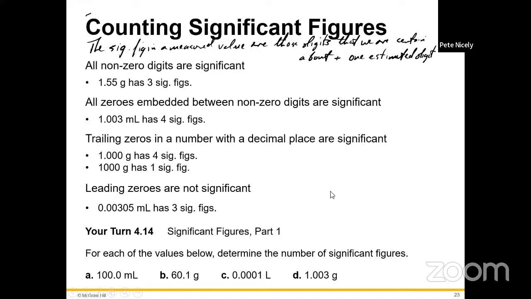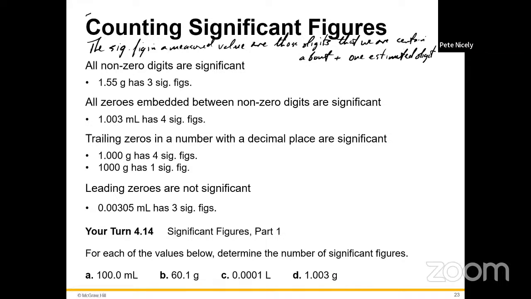Okay, so it's important that you know these rules so that you can answer the questions given down here. It says for each of the values below, determine the number of significant figures. Based on these rules, what would you say is the number of significant digits for this first number? 4, exactly. Because you have a decimal point and trailing zeros, and those zeros are significant. What about B? 3. 3 is correct. What about C? 1. And what about D? 4, exactly. So those are the answers, all right?